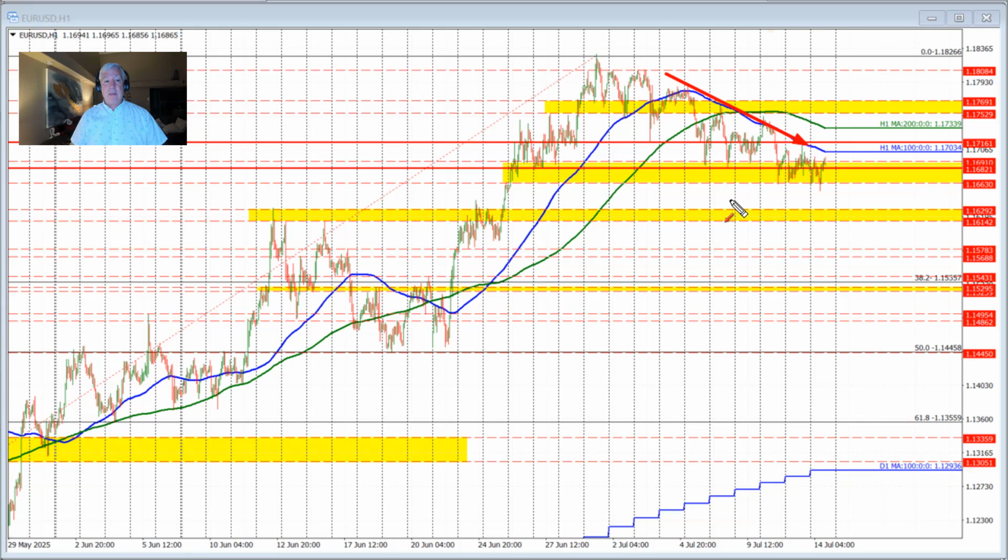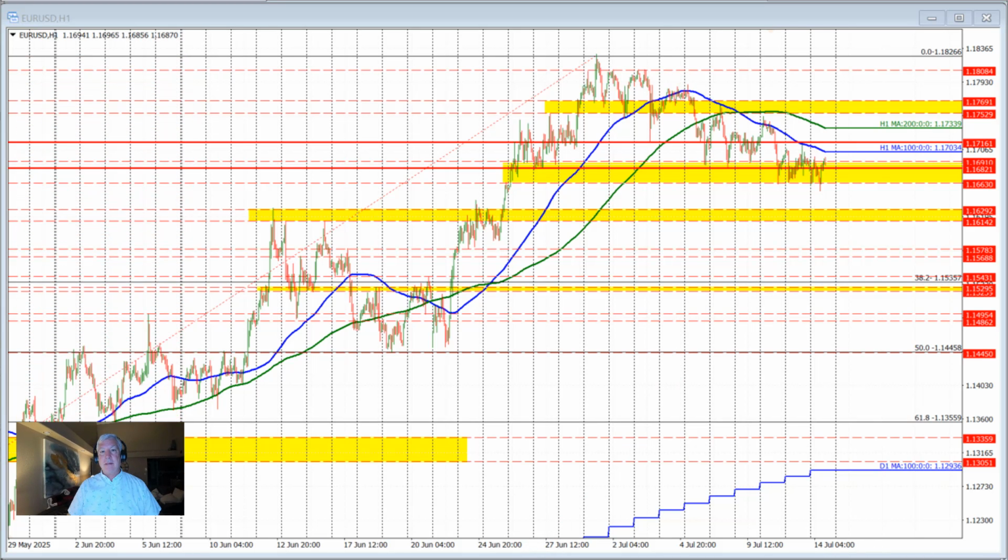When the euro moves to the downside, that of course means that the US dollar is moving higher. And then trading here today, we've seen up and down price action with a new low being made on this move lower. That took the price below this swing area through here between 1.1663 and 1.1691.